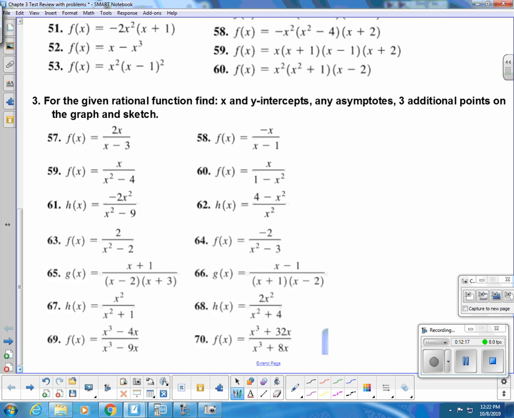Okay, rational functions. Finding x and y intercepts, any vertical or horizontal asymptotes, and being able to sketch it.